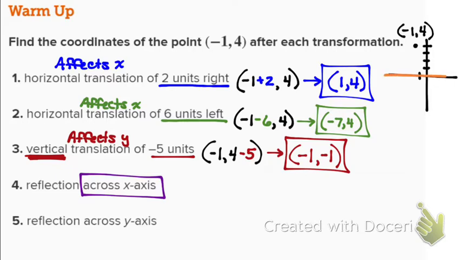So here's my x-axis. This is where I would be folding it. So I would be folding it in half from the top over. And so I would see this point right here. If I folded my page in half over this orange line, yes, -1, -4. So here's my reflection over x.